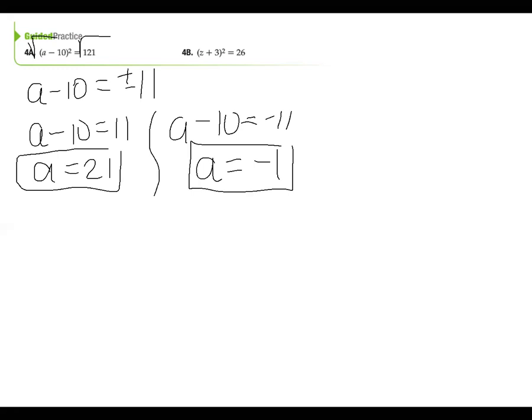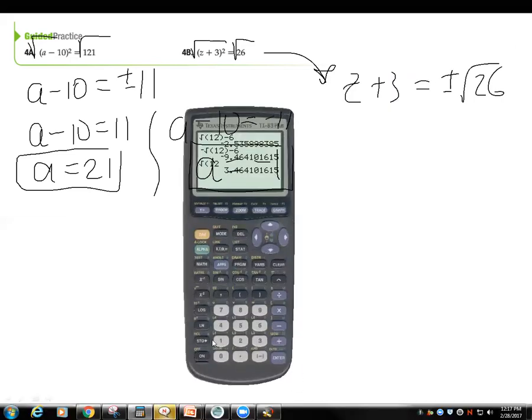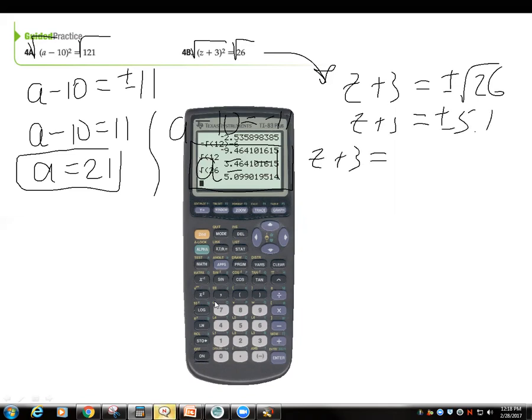Okay. So this one, take the square root of both sides, and you would have z plus 3 equals plus or minus square root 26. Now what I'm going to do is, on my calculator, put in square root of 26, and it's 5.1. Okay, so z plus 3 equals plus or minus 5.1. So you have z plus 3 equals 5.1, and z plus 3 equals negative 5.1.